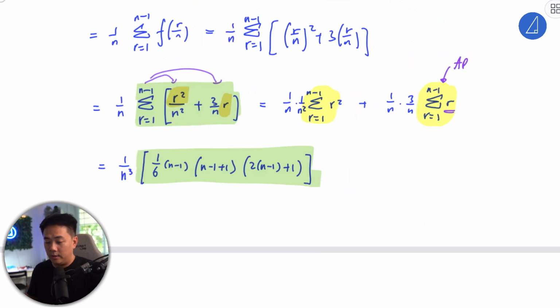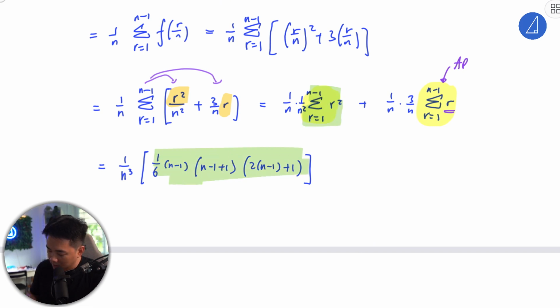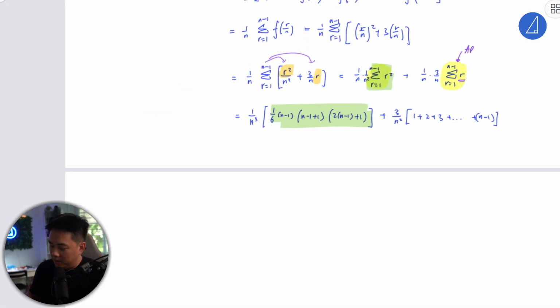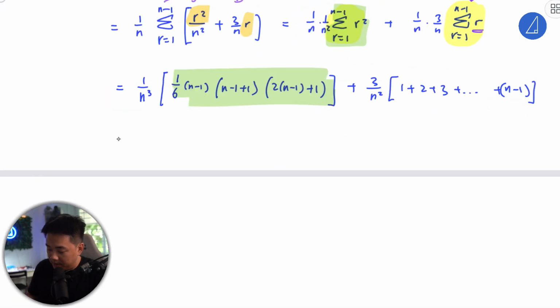Oh, sorry, not this. I mean, this guy is this guy here. So then what we're going to do is, this is 3 over n squared, times 1 plus 2 plus 3 all the way to n minus 1. So this is an AP. AP formula: number of terms divided by 2, first term plus last term.